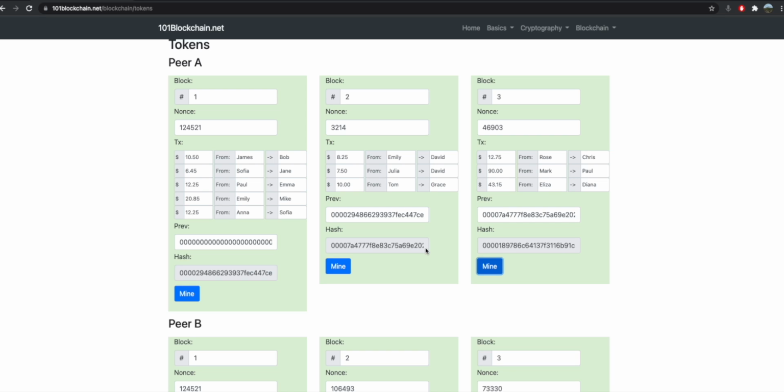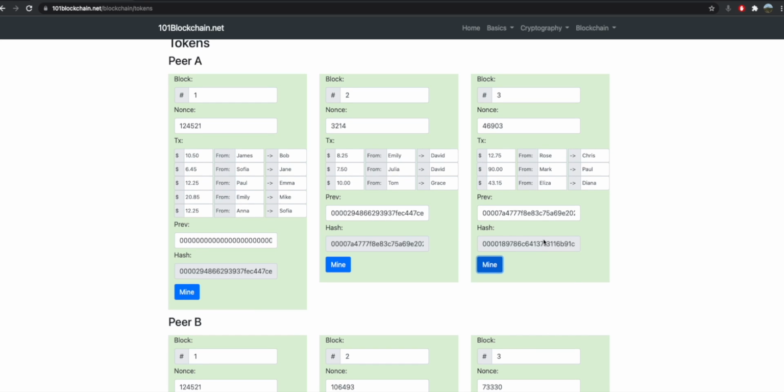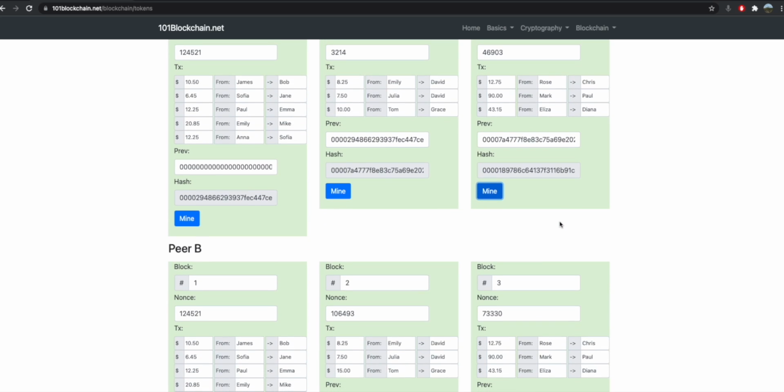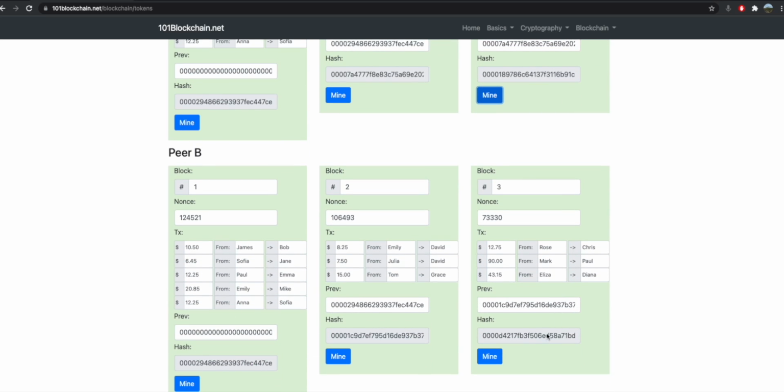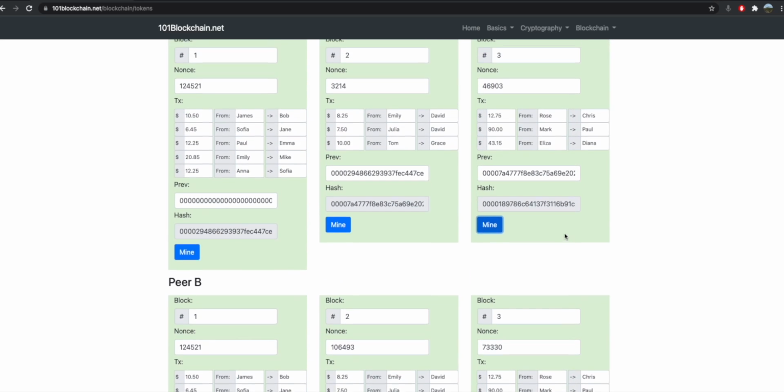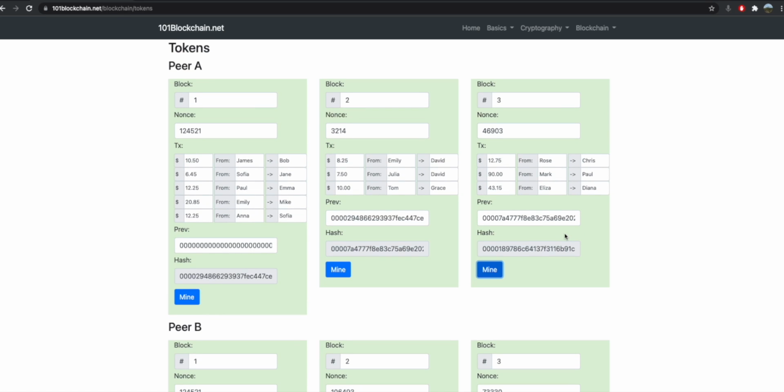Again, based on the consensus, peer A's copy of the chain will be marked as invalid because its hash value of the last block will be different from the corresponding hash in the other peers. So this demonstration shows how the blockchain demonstrates immutability.